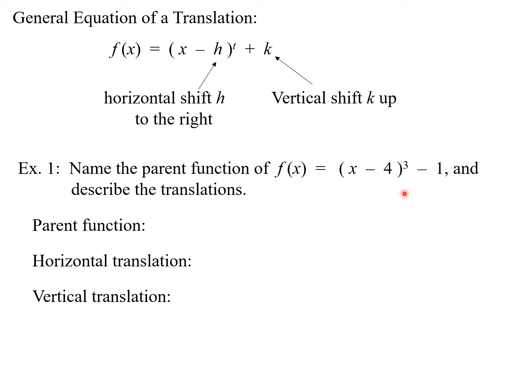What we want to do is identify the parent function and then describe the horizontal and vertical translations. The parent function is the cubic function, right? x to the third. The horizontal translation will be the h. Notice it's x minus 4, so h is 4. It's 4 to the right. And then the vertical translation, it's minus 1. If it were positive, the shift would be up, but it's negative, so the shift is down. So the shift is 1 down.